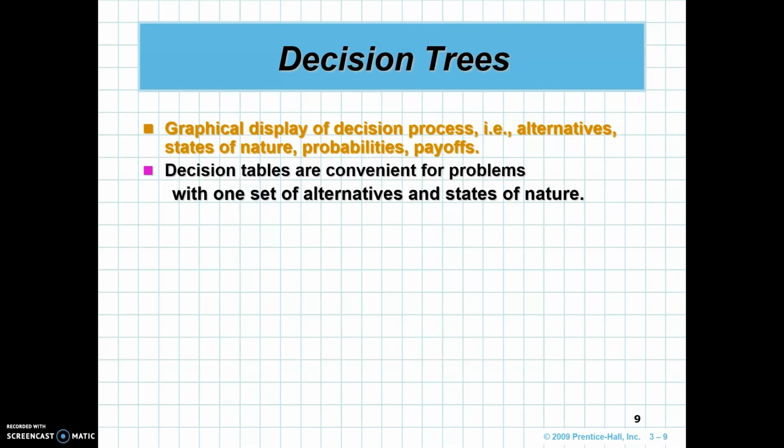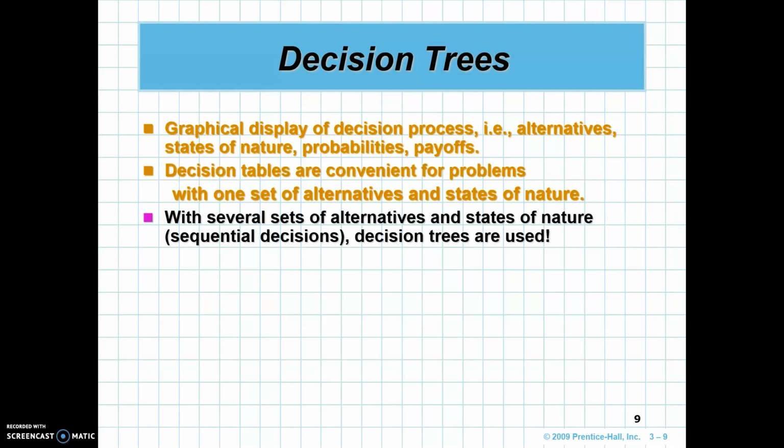Decision tables are convenient for problems with one set of alternatives and states of nature. So they are more suitable for problems having one set of alternatives and states of nature. Right? For example, in our case, we have different sets of alternatives and different states of nature. Right?